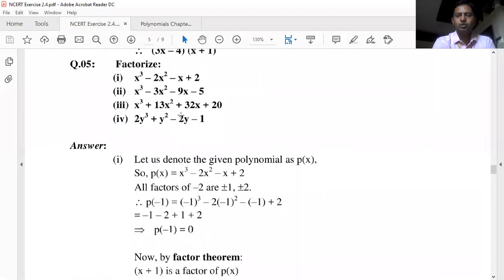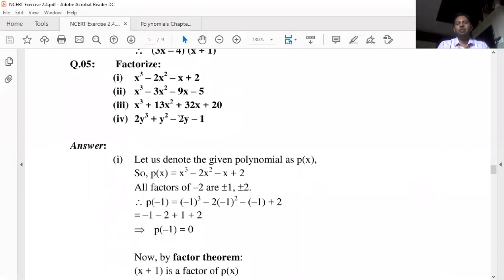So just have a look. It is given x cube minus 2x square minus x plus 2. We need to check the last term. The last term, the constant term, is 2. We need to find the factors of this 2.